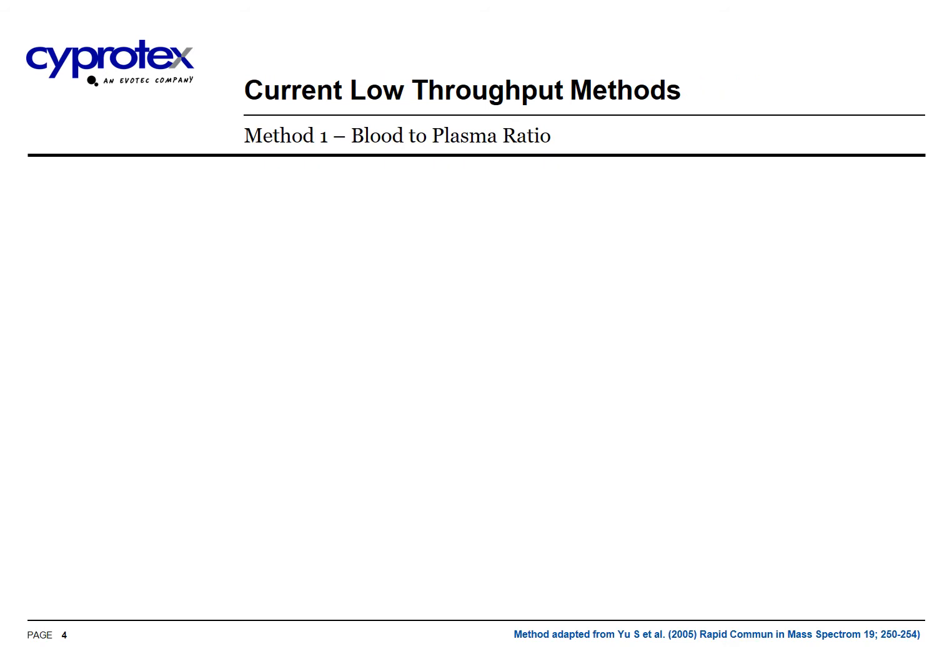Next, let's see the methods to determine blood to plasma ratio. The blood to plasma ratio is determined using in vitro methods rather than in vivo. There are different techniques established, and each has its pros and cons.